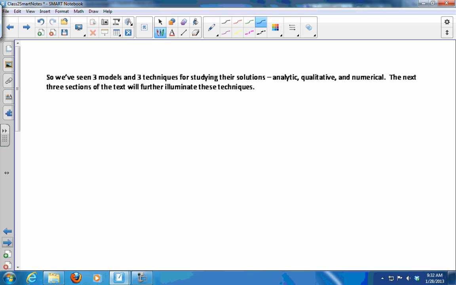So we've seen 3 models: Malthusian, logistic, and the predator-prey model. We've seen 3 techniques for studying their solutions: analytic, where we just guessed and we came up with a formula; qualitative, where we were able to just draw pictures of what the solution would have to look like, even though we couldn't get a formula; and numerical, where you calculate dR/dt or dF/dt at various points in time and use that to project the population sizes forward. So the next 3 sections of the text will further illuminate each of these 3 techniques. This is just a little introduction.